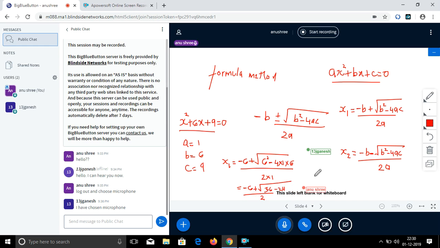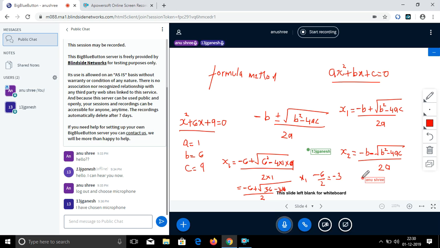Okay, sorry, c is 9, not 6. So it's 36, and 36 minus 36 gives you 0. So it's minus 6 divided by 2. It's minus 3. Okay, so that's the value of x1.